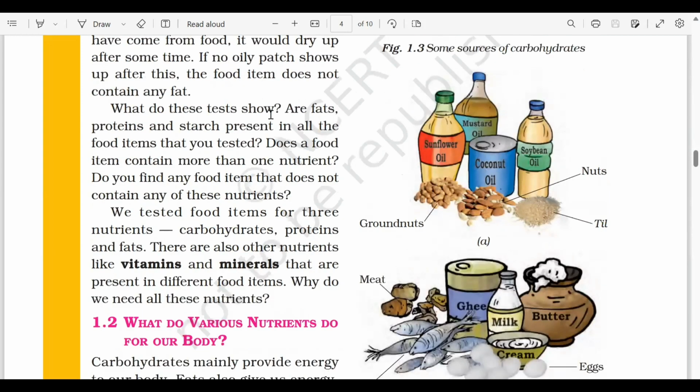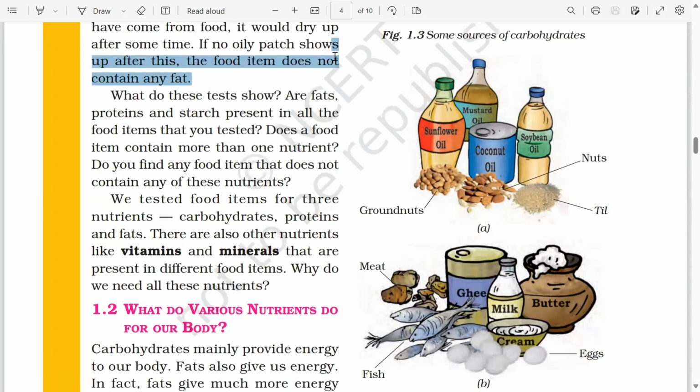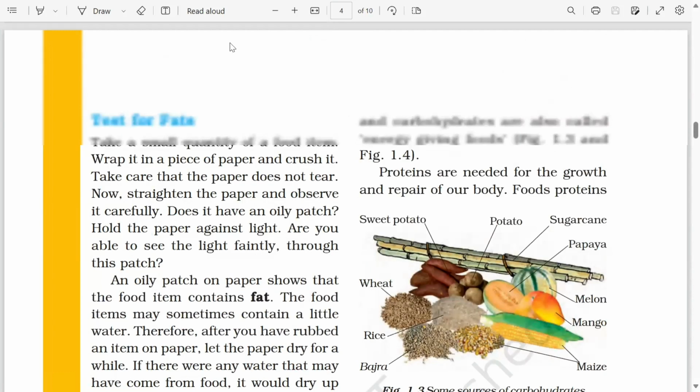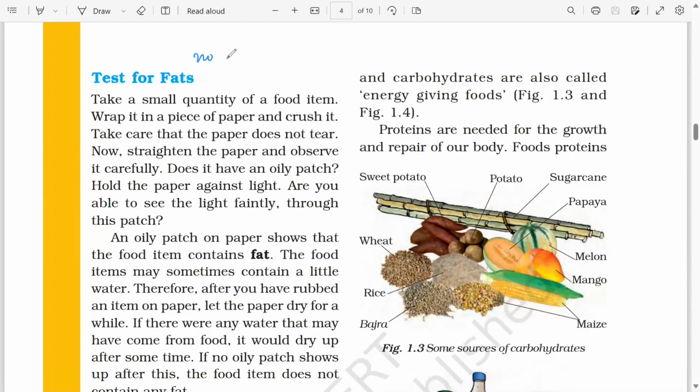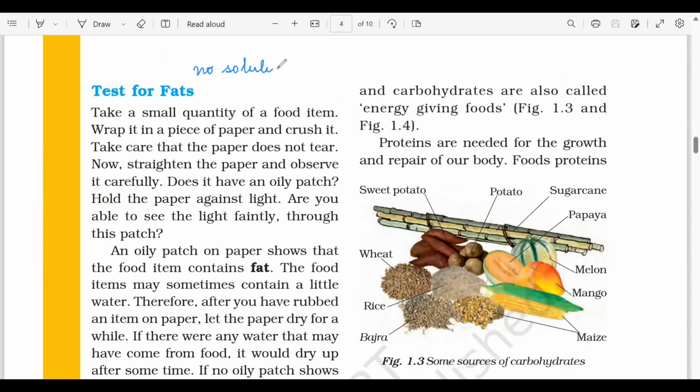So what do these tests show? These tests show that a food contains different types of nutrients, and different foods contain different types of nutrients. Okay, so before we proceed, let us quickly make a note that we do not need any solution for fat. We are not using any solution to detect the presence of fat. We are using just a piece of paper and we want to see that oily patch. Okay, make a note of it.